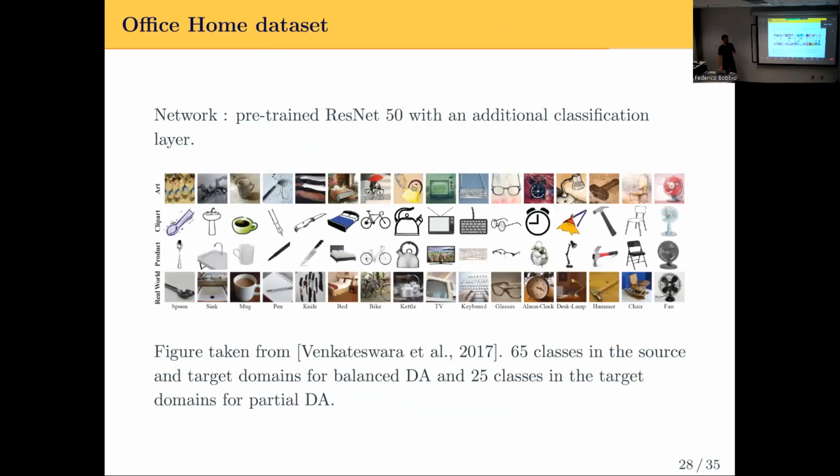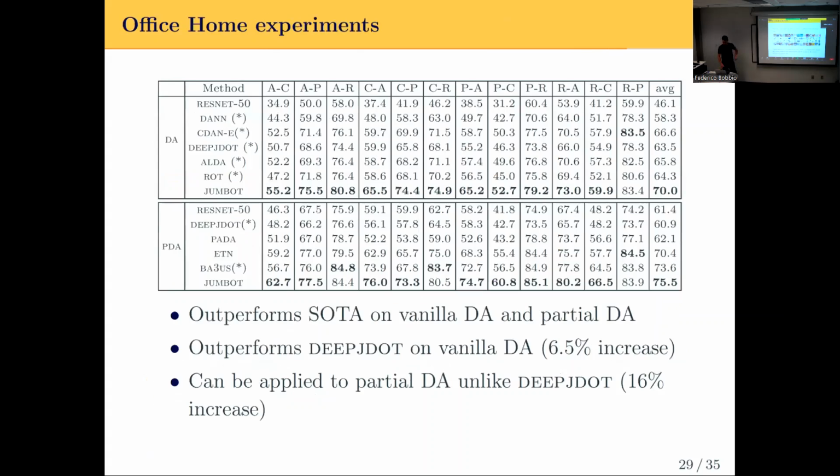And so in the case of partial domain adaptation and domain adaptation, we are able to outperform state-of-the-art results by at least 4% on domain adaptation and 2% on partial domain adaptation. And comparing DeepJDOT and Jumbot, we see that we are able to improve DeepJDOT's results by 6.5% in vanilla domain adaptation and 16% for partial domain adaptation.